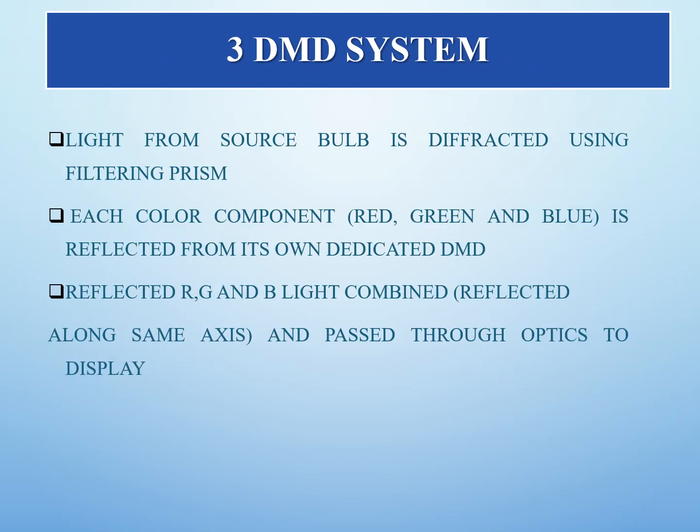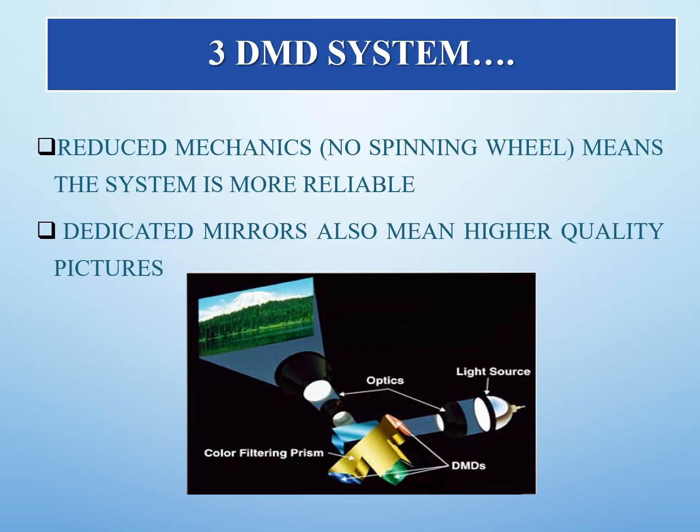Now let us see 3DMD system. Light from the source bulb is diffracted using a filtering prism. Each color component, that is red, green and blue, is reflected from its own dedicated DMD. Reflected red, green and blue light are combined. They are reflected along the same axis and pass through optics to display. Reduced mechanics means the system is more reliable. Dedicated mirrors also mean higher quality pictures.